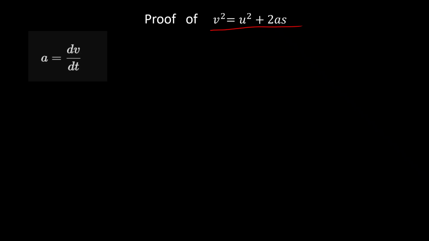Hello. Today, let's derive one of the most useful kinematic equations, v squared equals u squared plus 2as. To do this, we need to express acceleration in terms of position. Starting with the definition of acceleration, we know that a equals dv by dt.